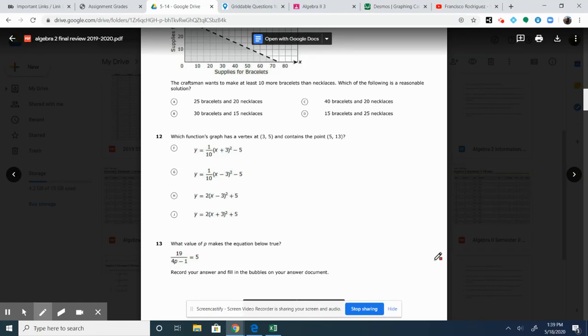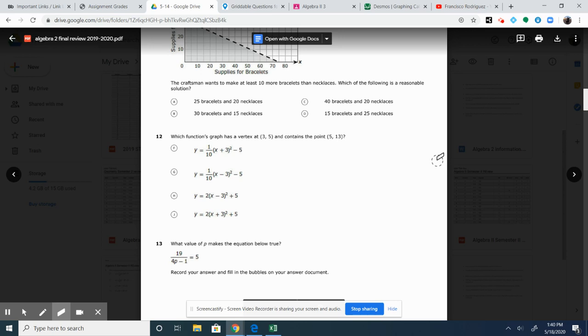Okay, looking at number 12, we have which function's graph has a vertex at (3, 5) and contains a point (5, 13). So what we have here is a quadratic function, but it's written in vertex form, which means if we take the vertex and match it up with the graph, then we should be able to find the answer.